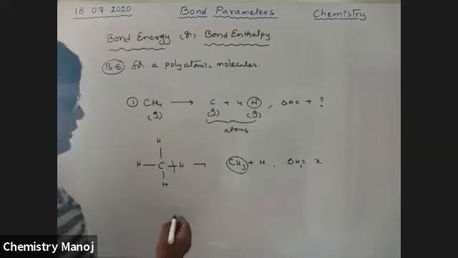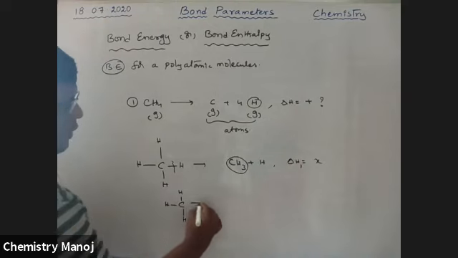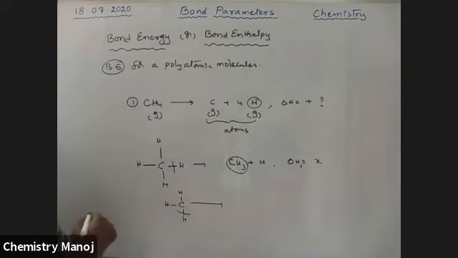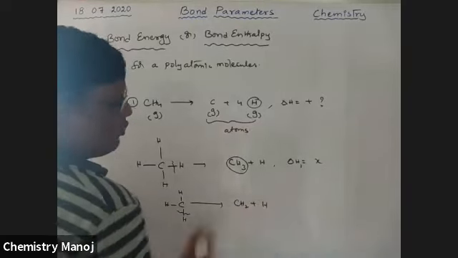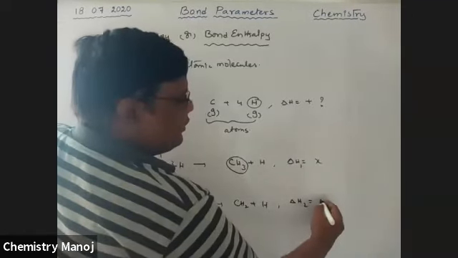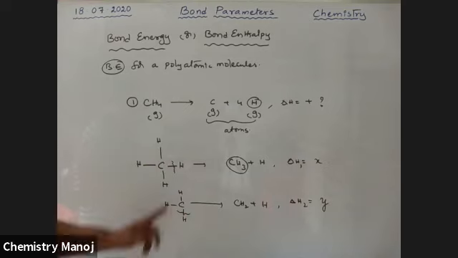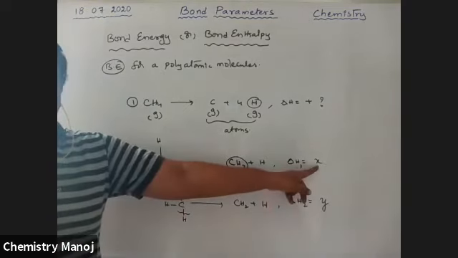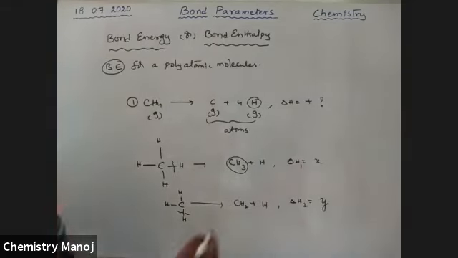In the second case, CH3 is there. So now I am going to break this bond. That gives CH2 plus 1 more hydrogen. So some energy is required. Let it be Y kilojoules. Because the atom's environment is changed, automatically the bond energy changed. So in the first case, X kilojoules of energy is used, and in this case, Y kilojoules of energy is required. Now we have CH2.